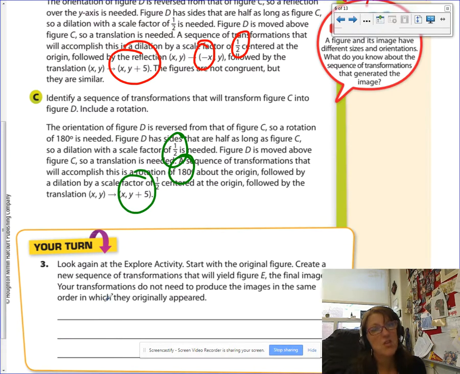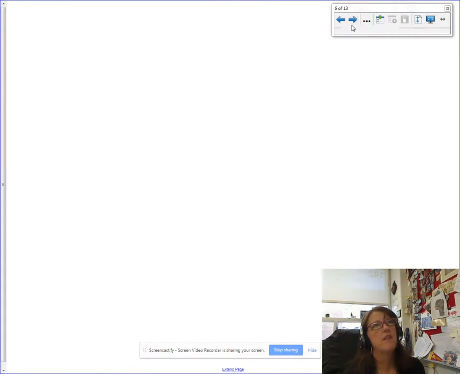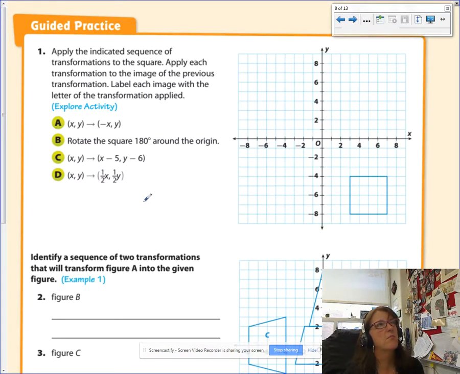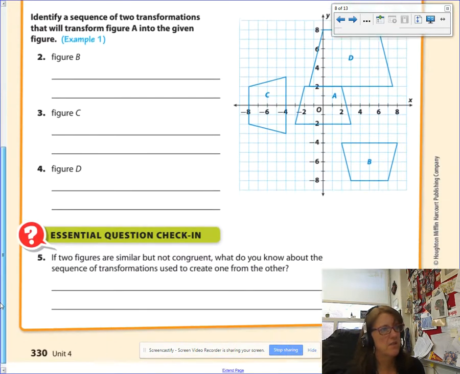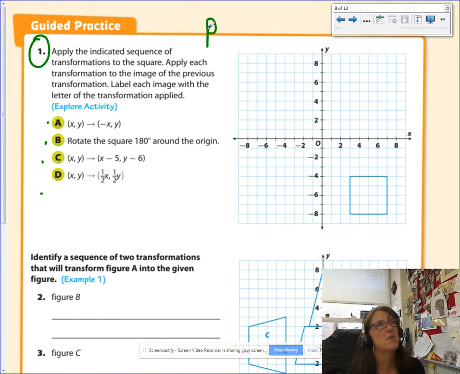Okay? So there's a whole lot going on in here. And here's what I want you to do. I'm not going to assign a whole bunch of these. Let's just skip off of that one and get into your guided practice ones. I would like you to do number 1. That's where you're stepping through this whole series of transformations. And this is page 330.